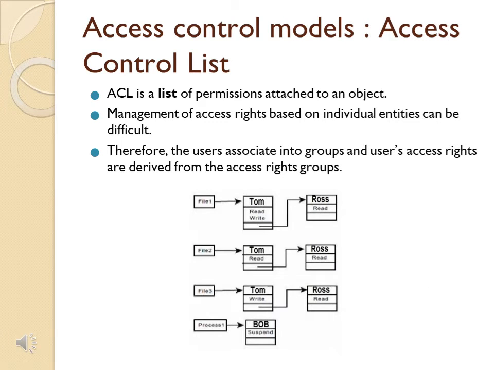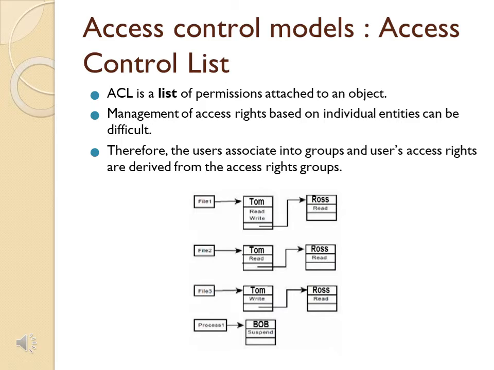Access control list. What is an access control list? ACL is the list of permissions attached to an object. ACL specifies which user or system processes are granted access to an object as well as what operations are allowed on a given object. The management of rights based on individual entities can be difficult. Therefore, the users are associated into groups and the user access rights are derived from the access rights of groups.